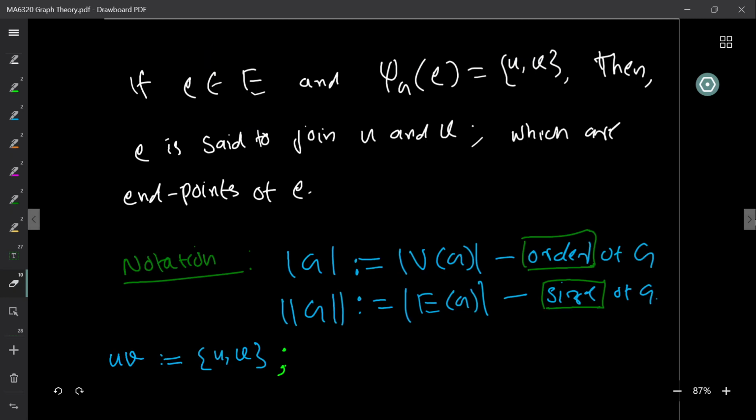of the graph. Now, suppose we have an edge E, and you have the incidence function which takes E to the set {u, v}. U and v are vertices of the graph. Then the edge E is said to join u and v. So the edge is basically joining or connecting u and v, and u and v are called the endpoints of the edge E.